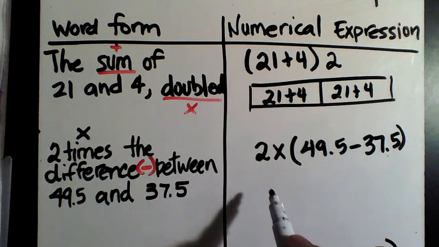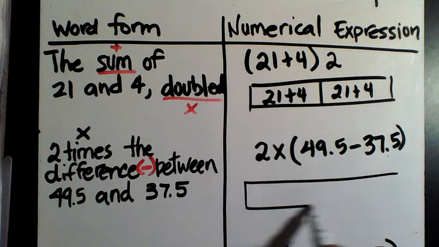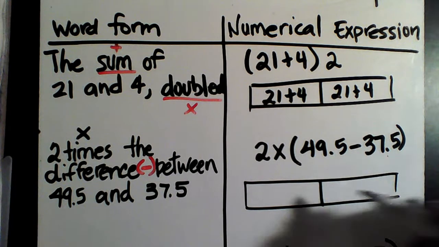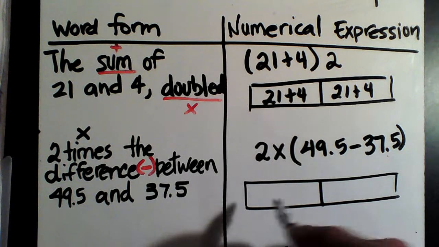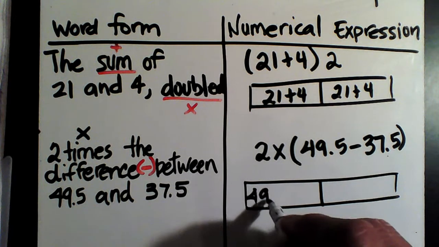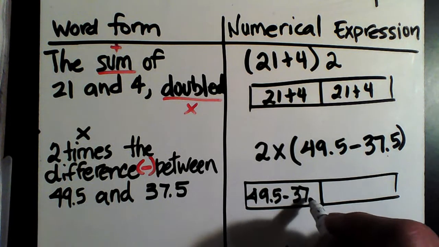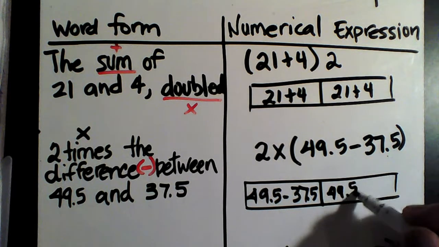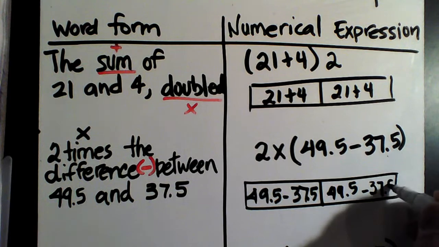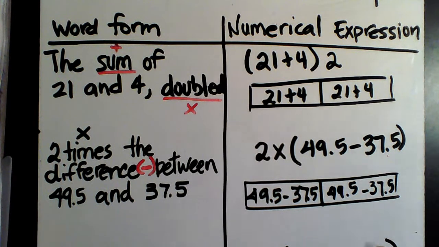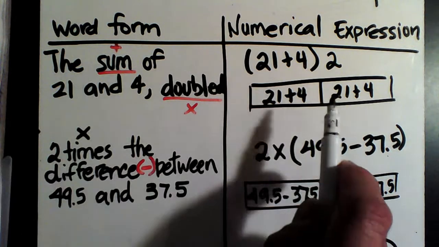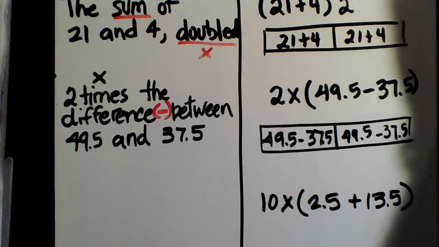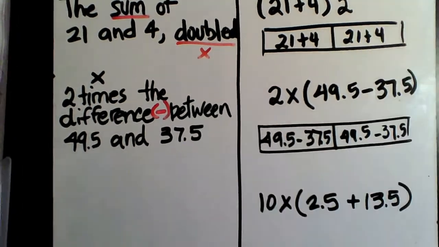Okay. Now again, a tape diagram would look something like this, because it says that you will have these 2 times, right? Then you have 1 time, 2 times, right? So then the difference will go inside. And let me do this one right here, 49.5 minus 37.5. Okay, so we went from a word form to a numerical expression. Now we're going to go from a numerical expression to a word form. Let's get to that one.